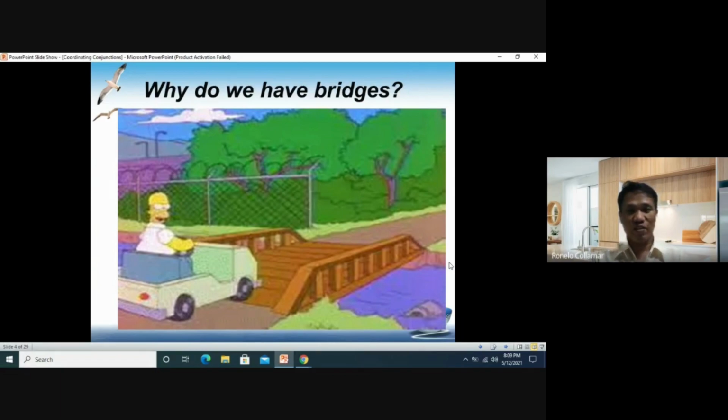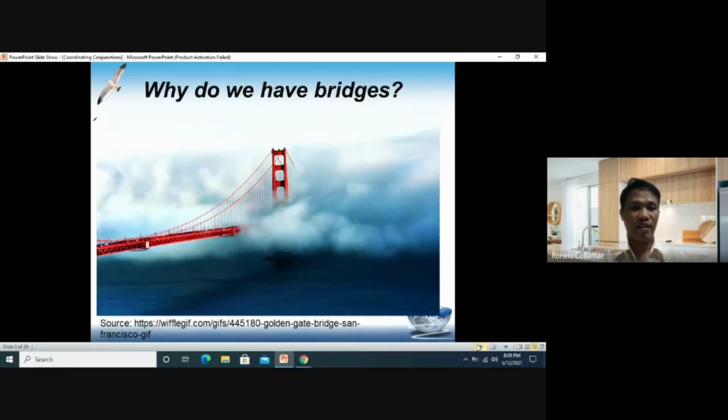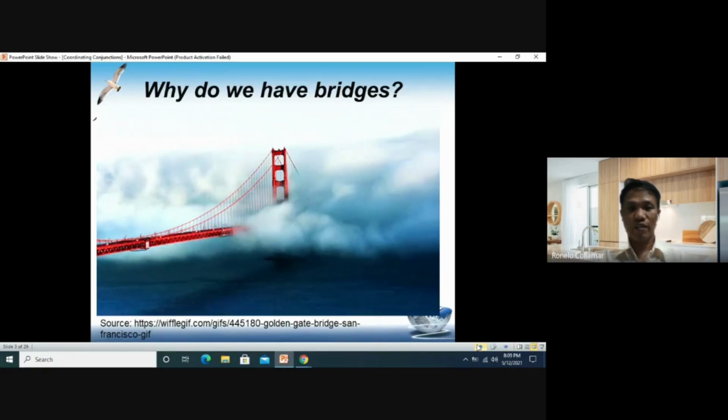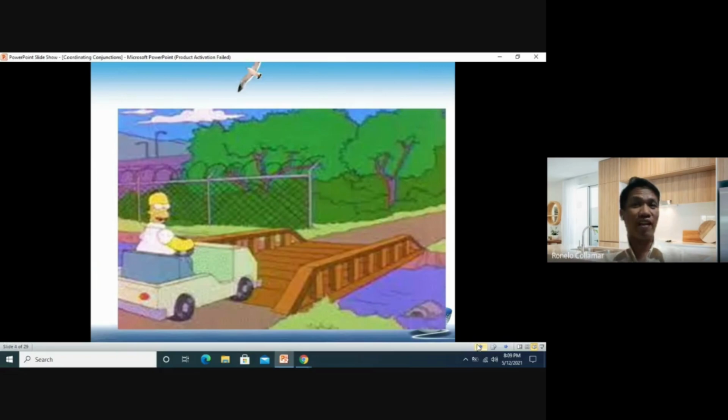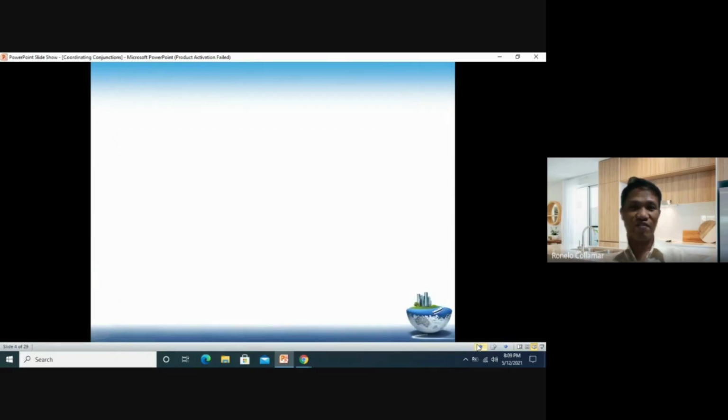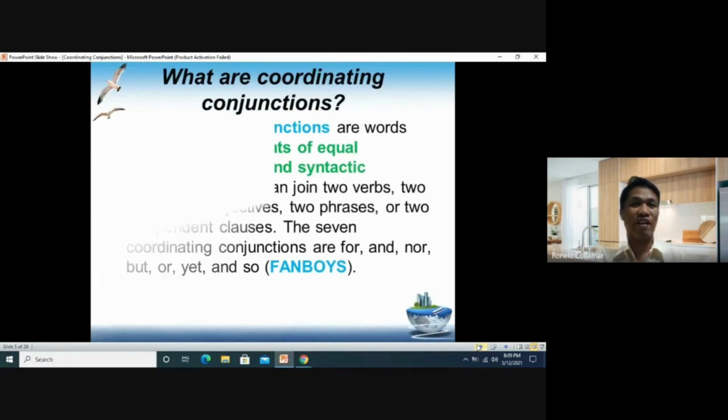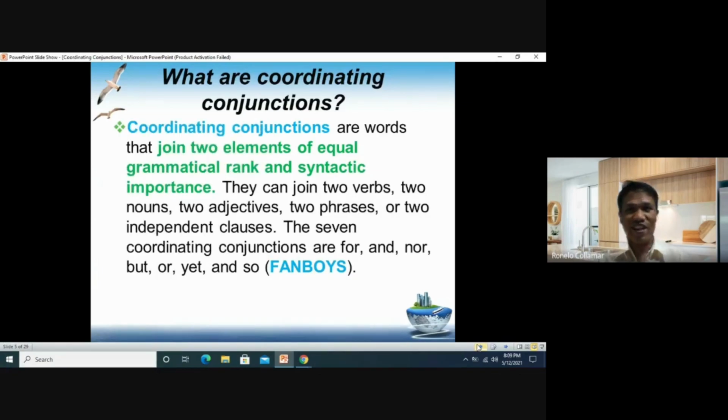Okay, so as you notice, we have here the second bridge. It's just a very short one, while the other one a while ago is much longer. Let us see. This is a bridge, San Francisco, for example. This one connects one massive land to another massive land. Now, what's the connection of these bridges to our lesson for today? Of course, they do have connections because we are having the coordinating conjunctions.